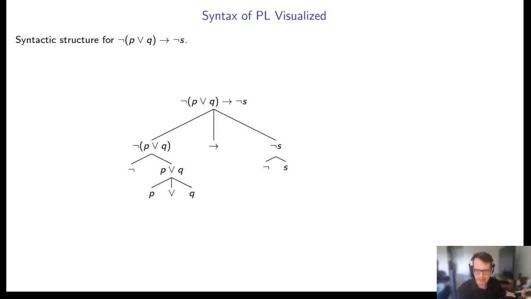Like in syntax, you can always start from the bottom up. So we could do this. We could do not P or Q, arrow, not S. And we could start from the bottom up.